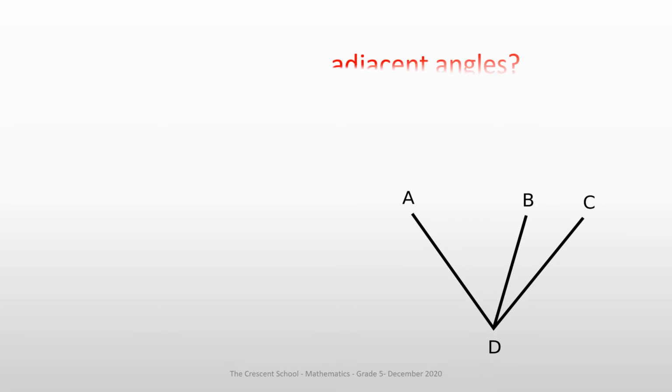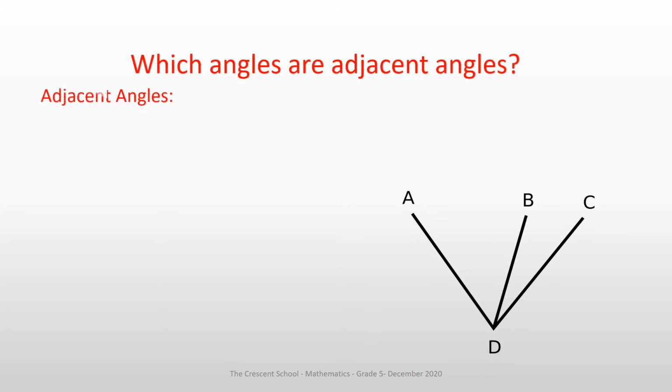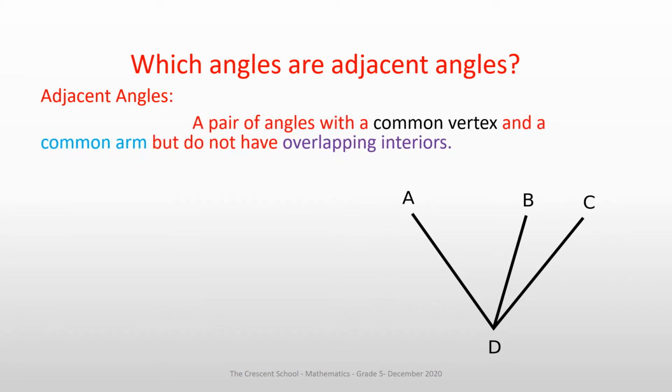Which angles are adjacent angles? We can define adjacent angles as a pair of angles with a common vertex and a common arm but do not have overlapping interiors. We know very well about vertex and arm of angles.